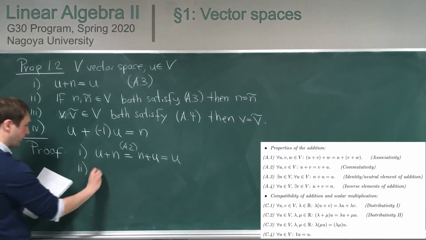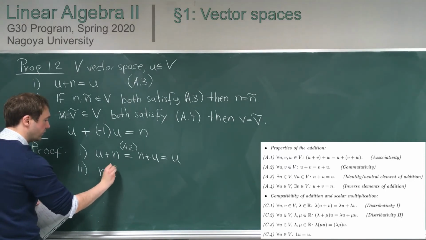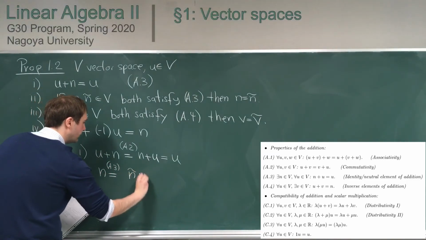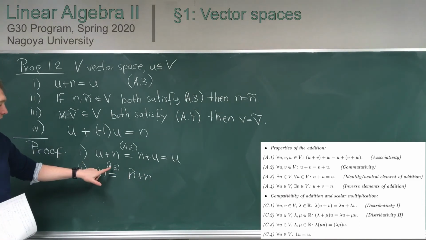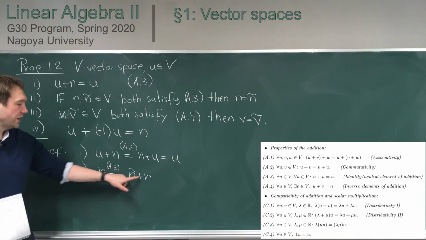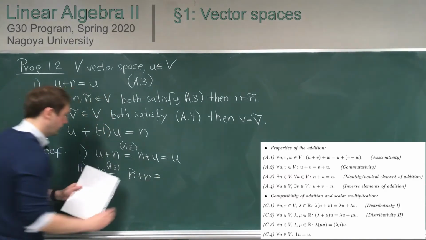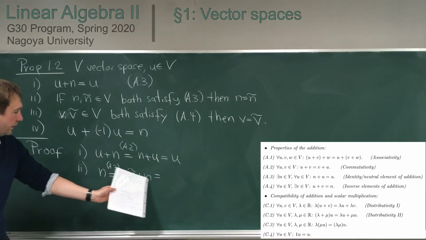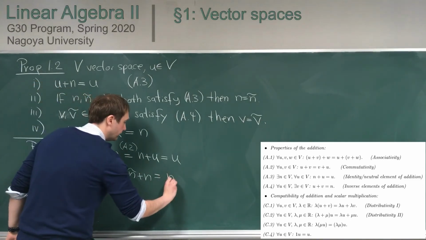The second one, n, by the condition A3, is the same as n tilde plus n, because n tilde is an element which satisfies the condition A3, so it doesn't change anything if I add it to something. But by the first property here, n plus something is just the something, so this is also n tilde.